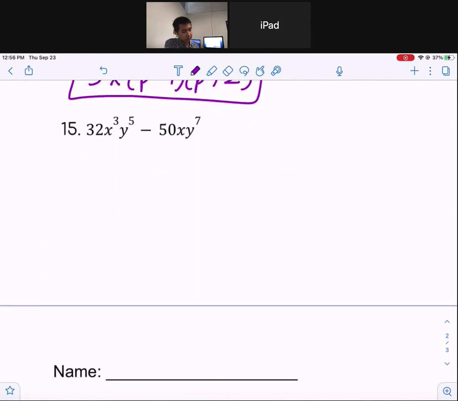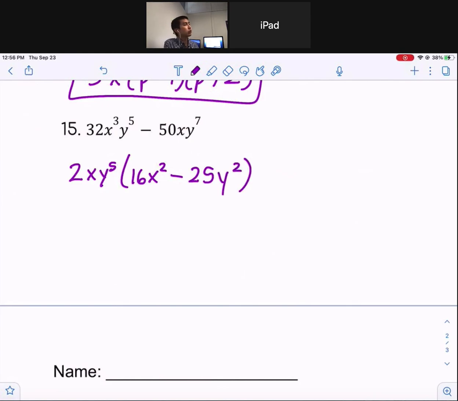15. What can we factor out from both? A 2, an x, and a y to the 5th. 32 divided by 2, 16. You took away an x, so x squared. You took away 5 y's, no more y's. 50 divided by 2 is negative 25. You took away its x, and you took away 5 y's from that y to the 7th, so it's just y squared.